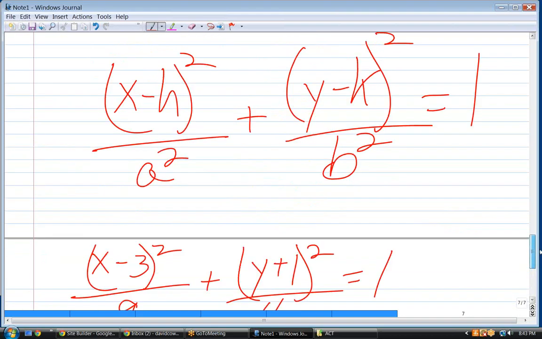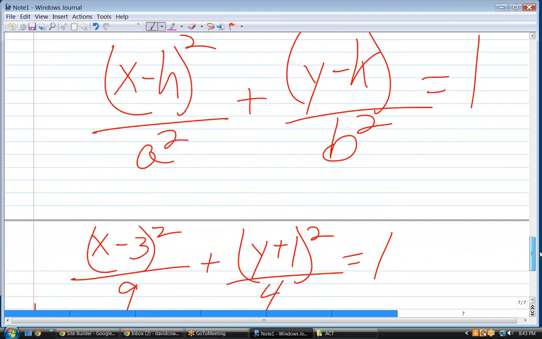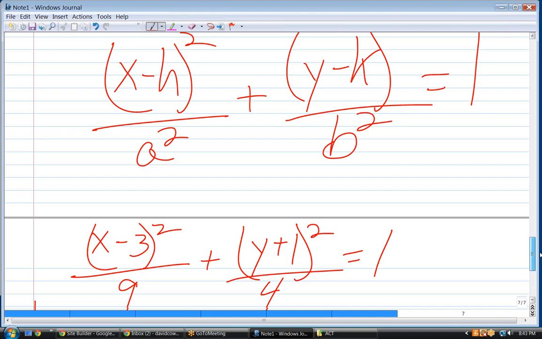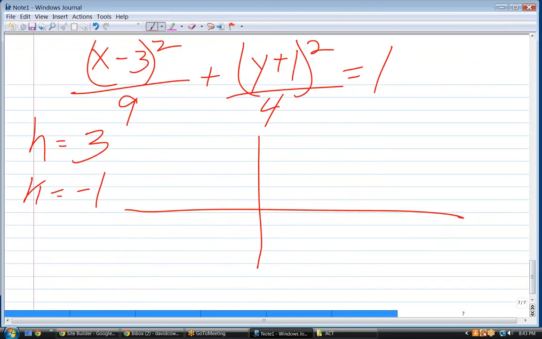Remember that it's y minus K. If K was positive 1, it would be y minus 1. It's not. It's y plus 1. Therefore, K has to be minus 1, because y minus a minus 1 would give us y plus 1. So basically, your point is the opposite of whatever the sign is. In order to graph this ellipse, I'm going to go to the center. The center is right there. That's 3 comma minus 1.